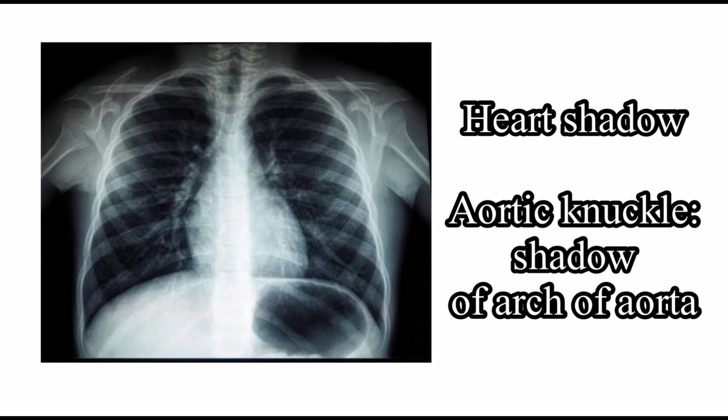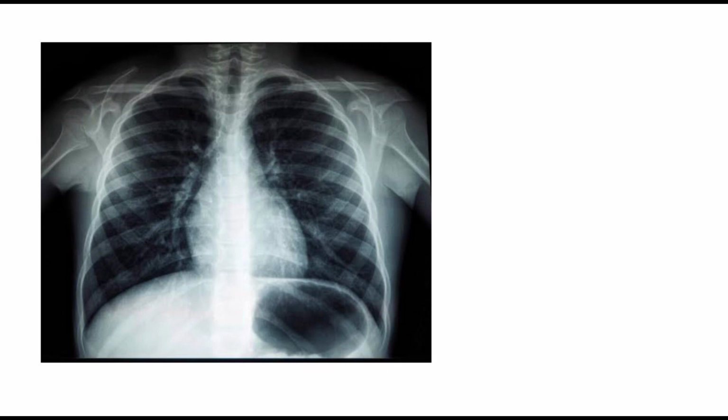The right border of mediastinal shadow from above downwards comprises the right brachiocephalic vein, the SVC, the right atrium, and the IVC. Whereas the left border of mediastinal shadow from above downwards contains the aortic arch, that is the aortic knuckle, then the pulmonary trunk, left auricle, and left ventricle.